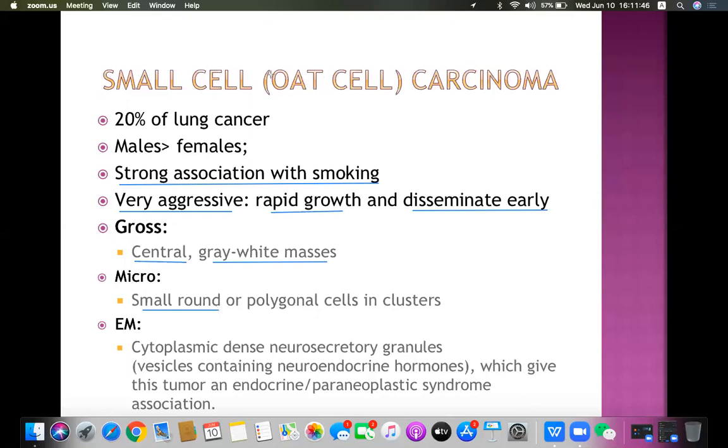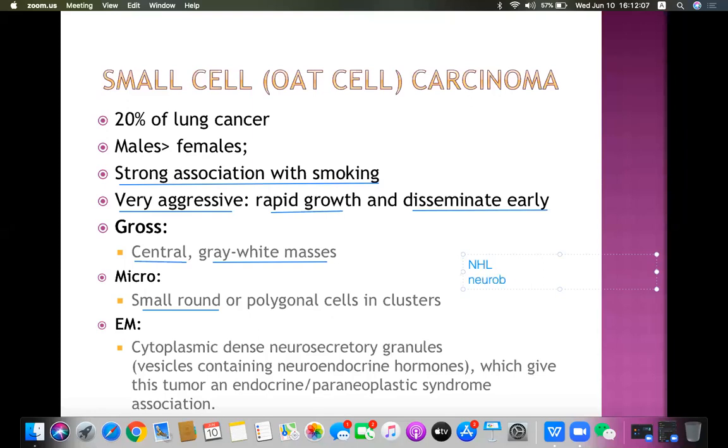So let me write it. We have a bit of time, I can manage this type of discussion. So let me write what are the differential diagnoses of a small round cell. Now, NHL, non-Hodgkin's lymphoma, is one of them.